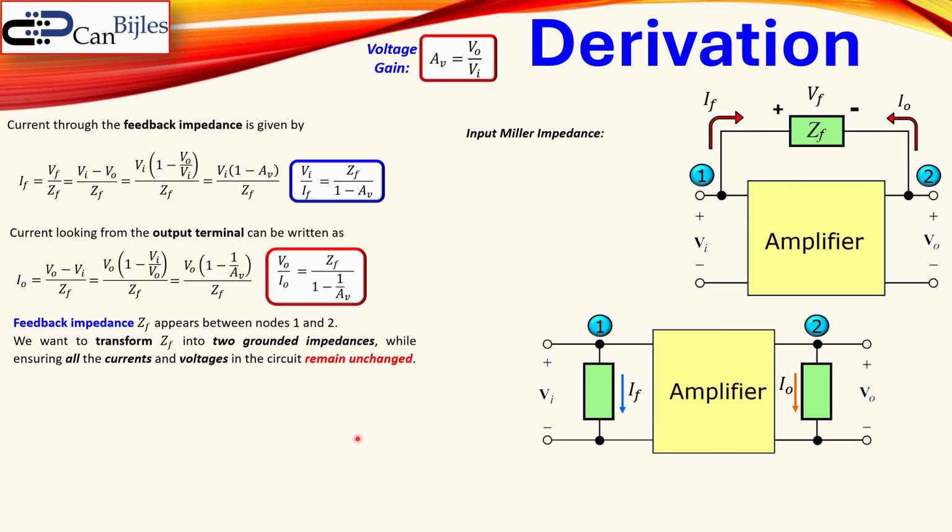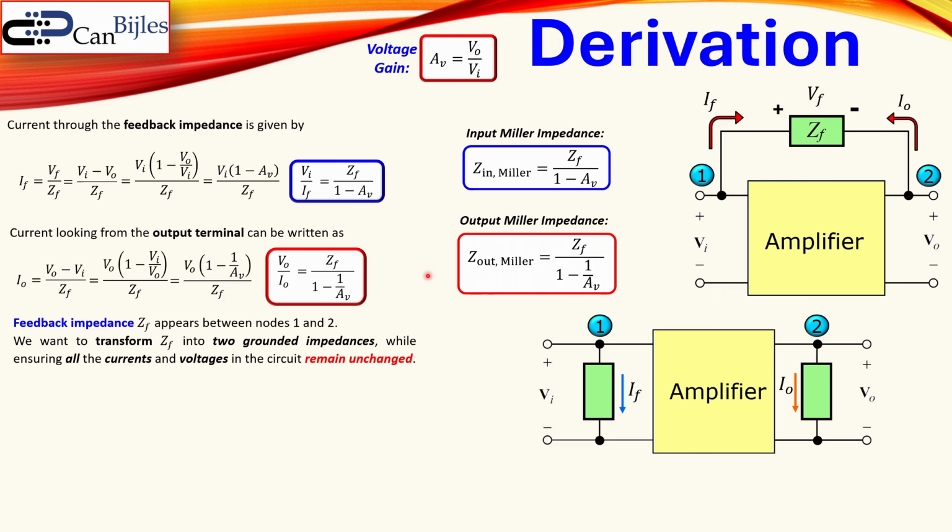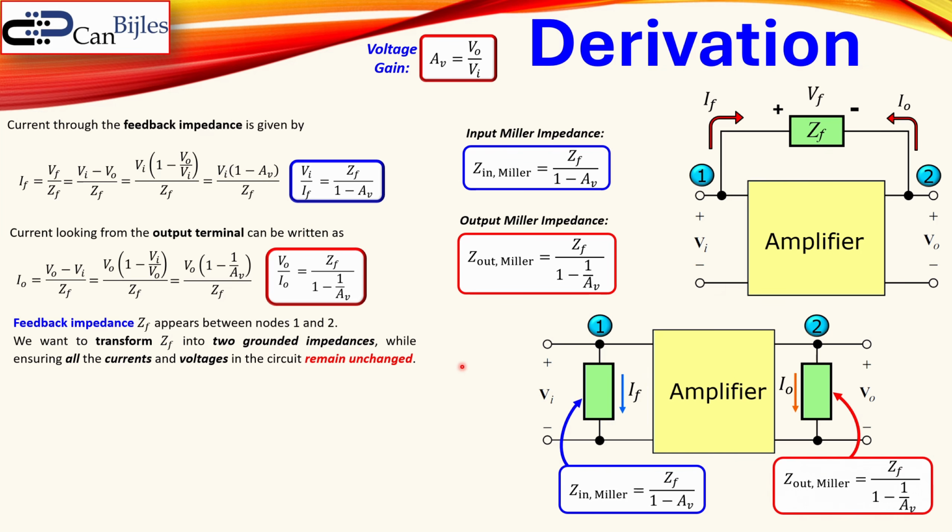Now the Miller input impedance, Z in Miller, is this expression, because this VI over IF is our definition of a resistance or impedance. And that is ZF over 1 minus AV. And that is shown here. And we have also the output Miller impedance, which is given by this expression here in the box, and that is also shown here as Z out Miller. So in our equivalent circuit, we have now our two equivalent impedances, Z in Miller here and Z out Miller, which are determined by our voltage gain and also by our feedback element.